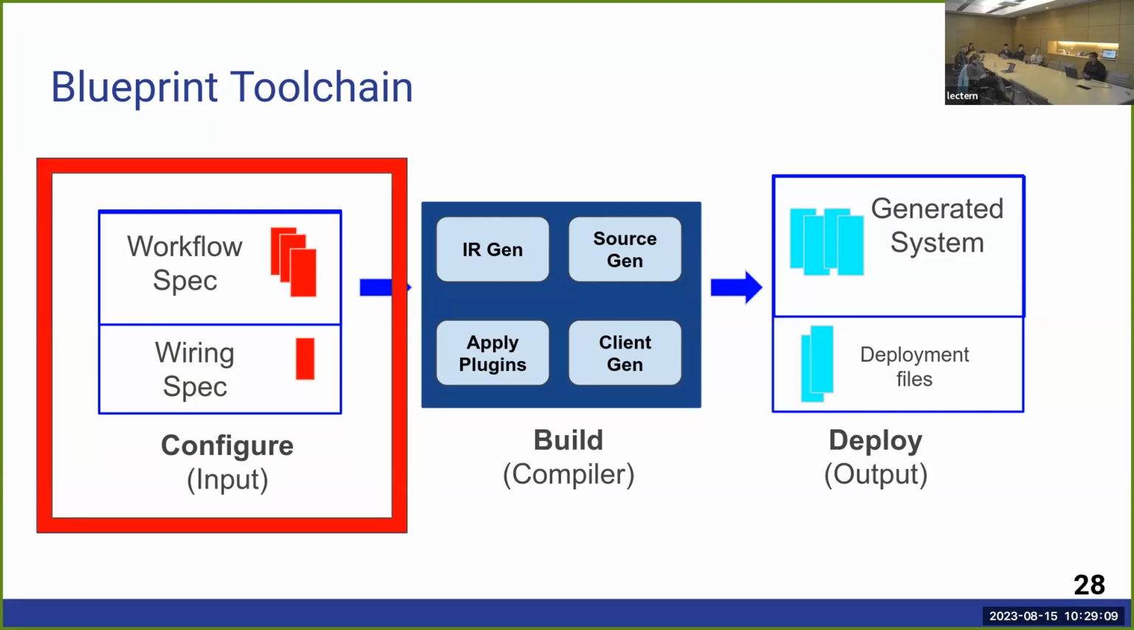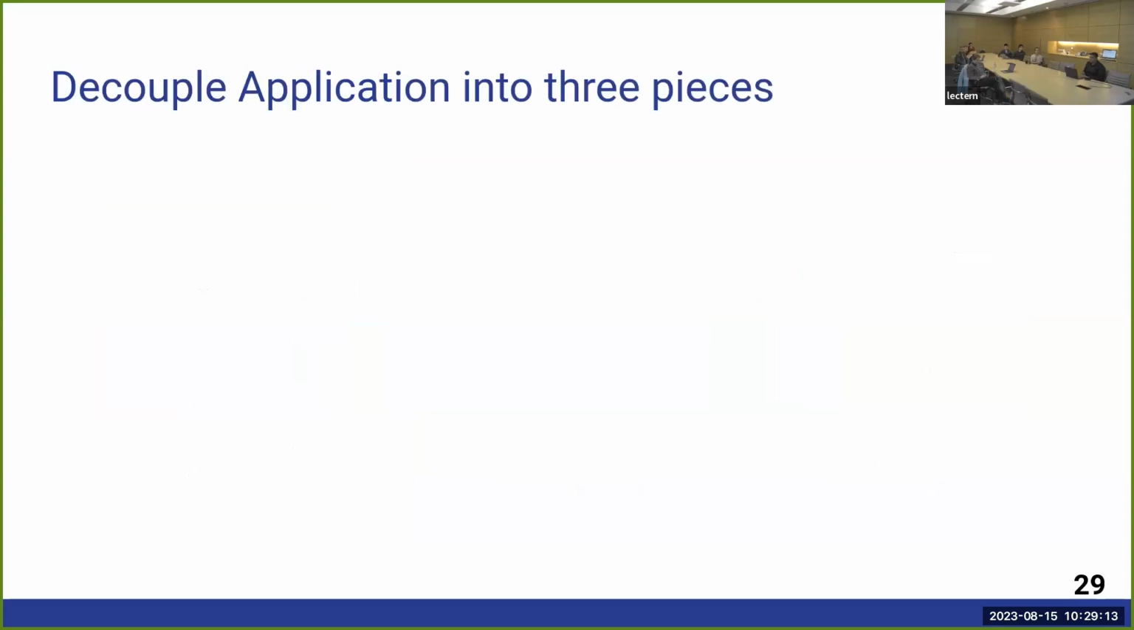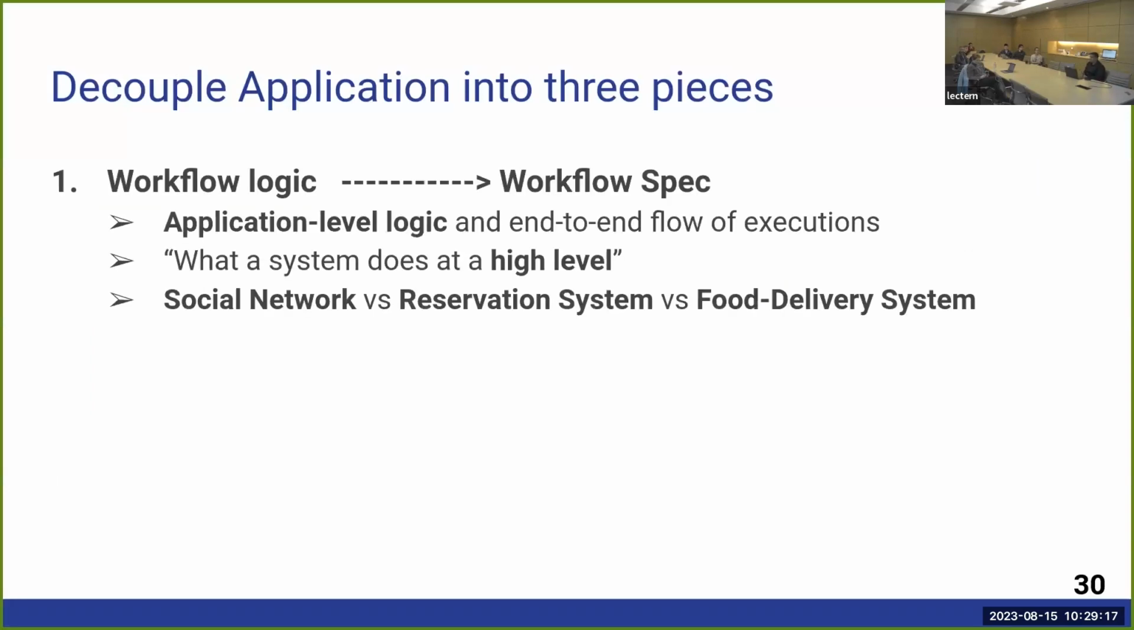Let's start with the input first, because that's what the users will have to provide. The inputs are divided into 3 pieces. The first is the workflow logic, which is the workflow specification, and it represents the application-level logic and end-to-end flow of execution. You can imagine this as what a system does at a high level, for example, a social network system, a reservation system, or a food delivery system.